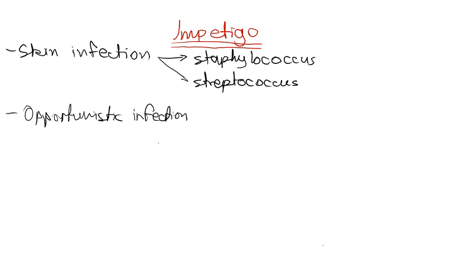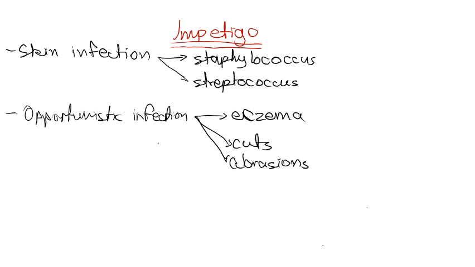Now, thinking about conditions that cause a breach in skin, we can see that opportunistic infections such as impetigo can be exacerbated by eczema, which is characterized by a lot of itching, and itching, as you know, can cause a breach or a break in the skin, which can cause bleeding. Cuts can also occur, as well as abrasions. And as you can see, these are quite common causes of breaches in skin, which can cause an opportunistic infection.